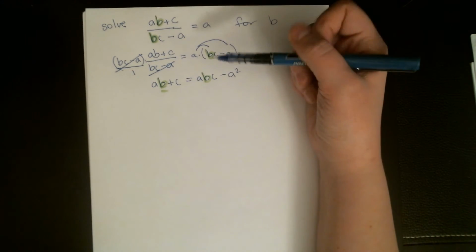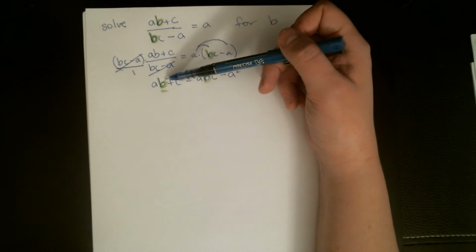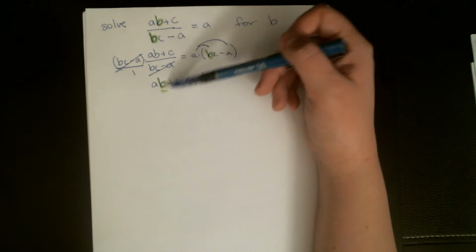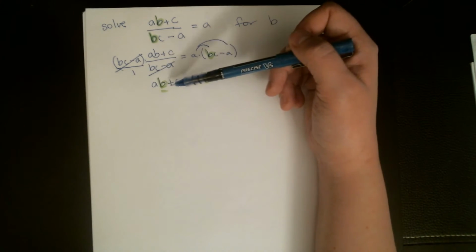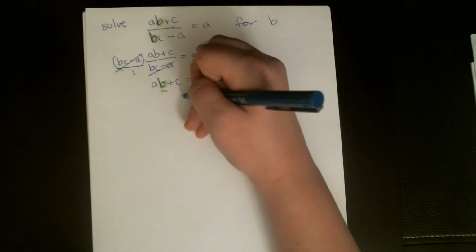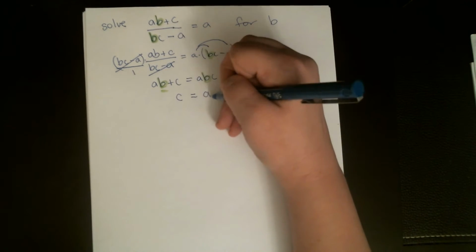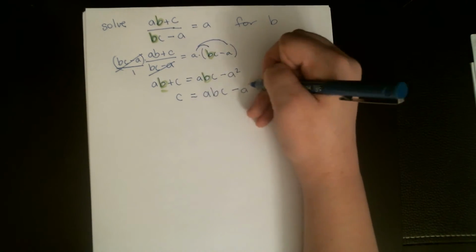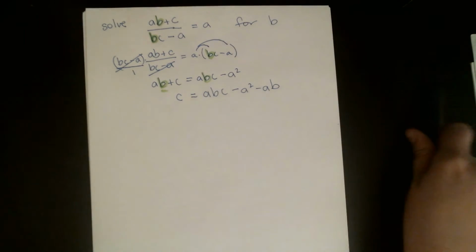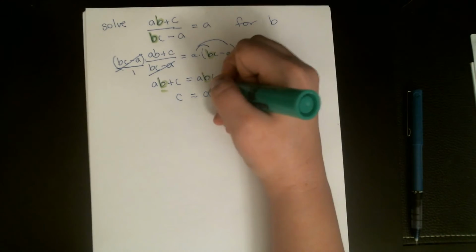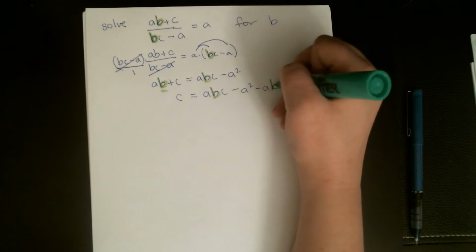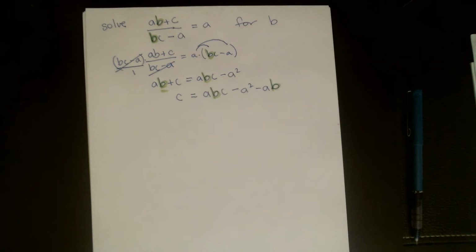If you're moving your b's to the right-hand side, I'm going to take this entire ab term, since it's attached to c by addition, I'm going to subtract it from both sides. Moving both b's to the same side. So I do think this is an improvement, although it still looks really messy. B's are on one side of the equation.